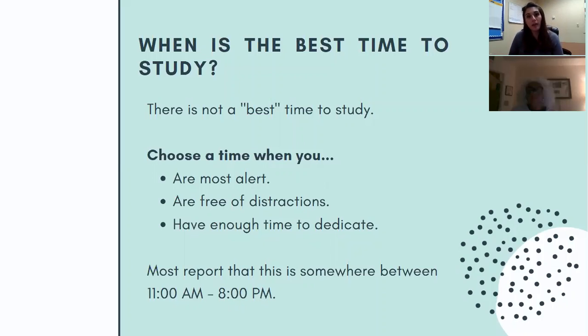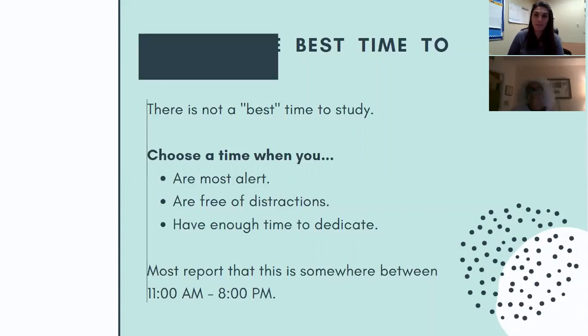What is most important though, is that you are choosing a time where you are 1, most alert, 2, most free of any distraction that is around you, and 3, when you have enough time to dedicate towards studying. Most students do report that this is somewhere between the hours of 11 a.m. and 8 p.m. It may be different for you. It may be different for another student, but most students report that between these hours are when they are most alert, free of distractions, and have enough time to go in and study.